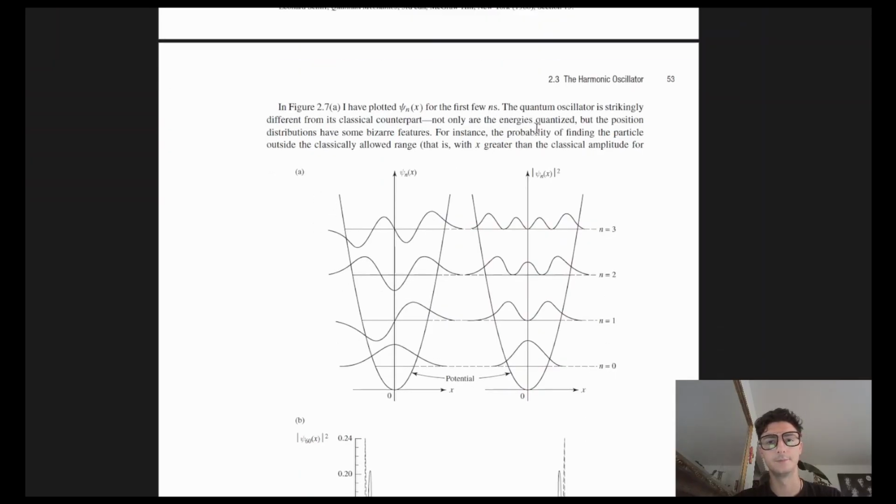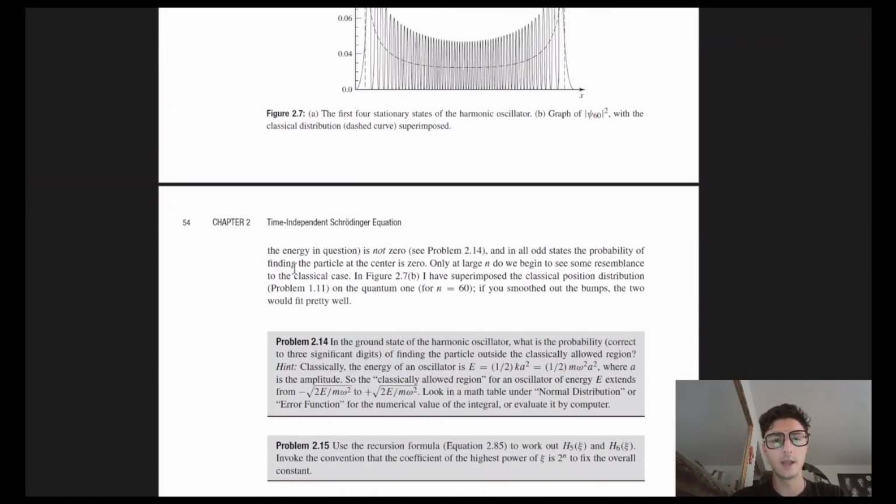So that is here. The quantum oscillator is strikingly different from its classical counterpart. Not only are the energies quantized, but the position distributions have some bizarre features. For instance, the probability of finding the particle outside the classically allowed range, that is with x greater than the classical amplitude for the energy in question, is not zero. See problem 2.14 here. And in all odd states, the probability of finding the particle at the center is zero. Only at large n do we begin to see some resemblance to the classical case.